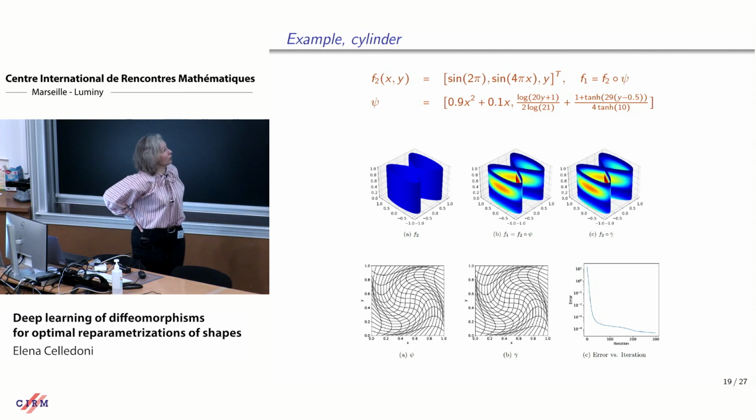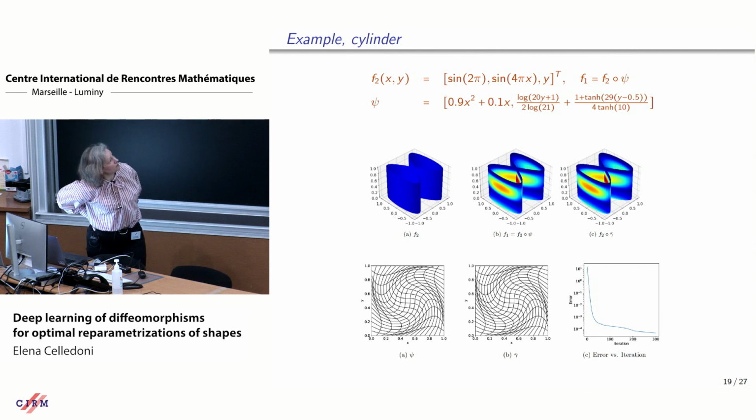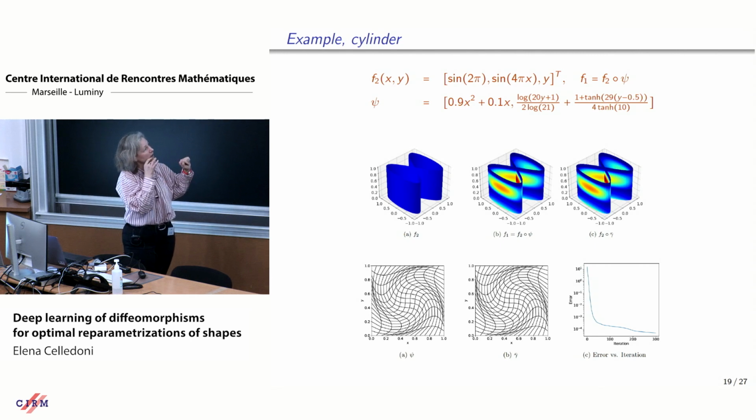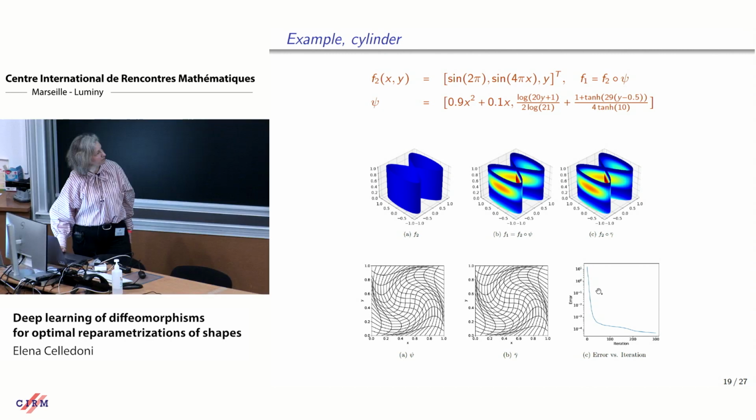Here is an example with surfaces, same example as in the previous case. We have two surfaces, where one is the reparametrization of the other, and we have to find the reparametrization. And here is the reparametrization, which is given, and the iterations of gradient descent.